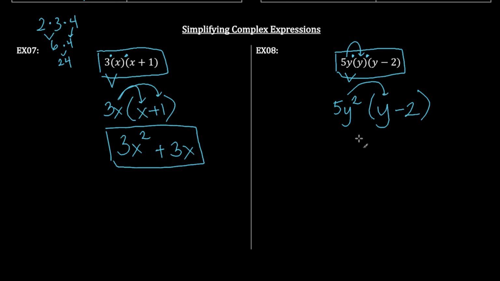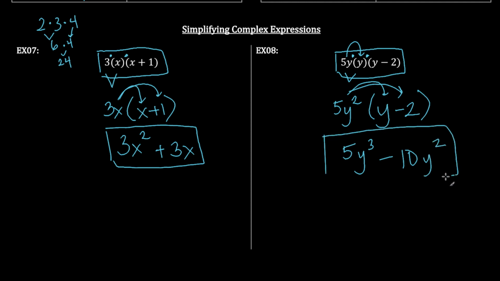So times y minus 2. So positive times positive is a positive 5. Y squared times y is y to the third. Y times y times y. And then positive times a negative is a negative. Let's write that arrow. 5 times 2 is 10. Y squared times no y squared is just y squared. They are already in order from greatest exponent to smaller exponent.